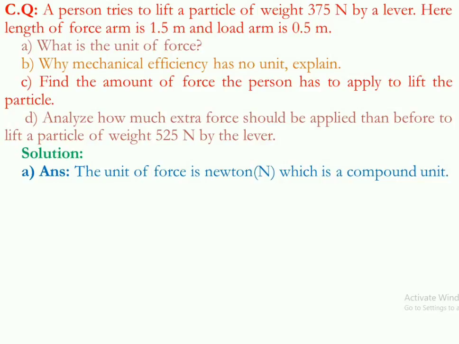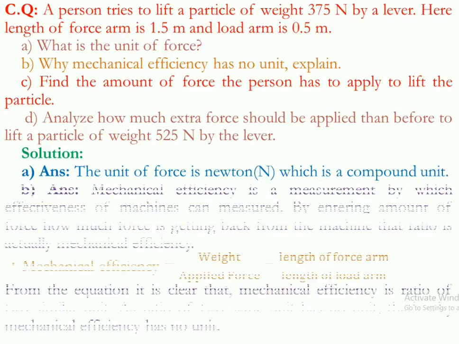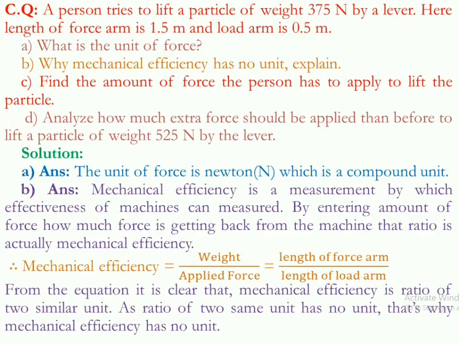Number B, why mechanical efficiency has no unit? First of all, we have to know what is mechanical efficiency. Then we will define why it has no unit. Let us know about mechanical efficiency. Mechanical efficiency is a measurement by which the effectiveness of machines can be measured: by entering an amount of force, how much force we will get back. That ratio is known as mechanical efficiency.